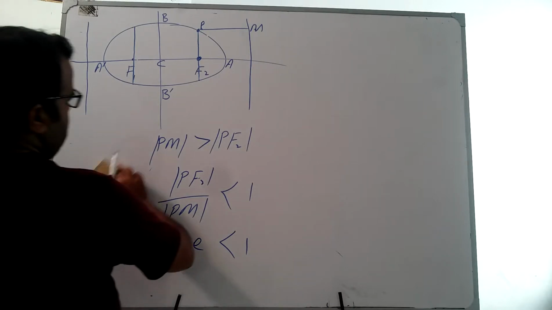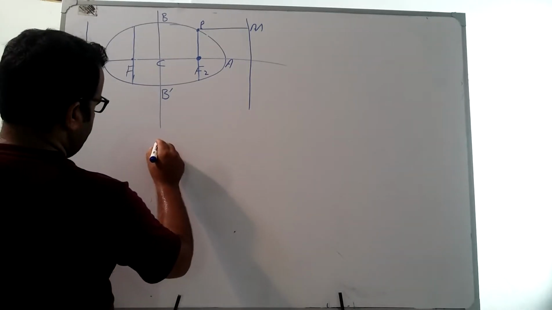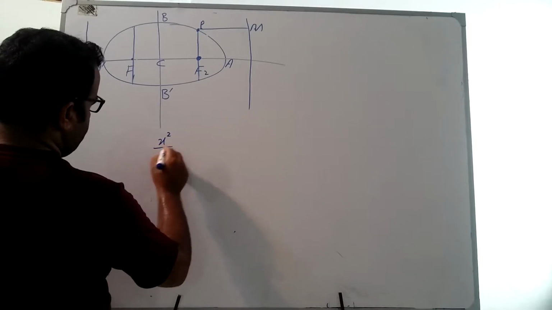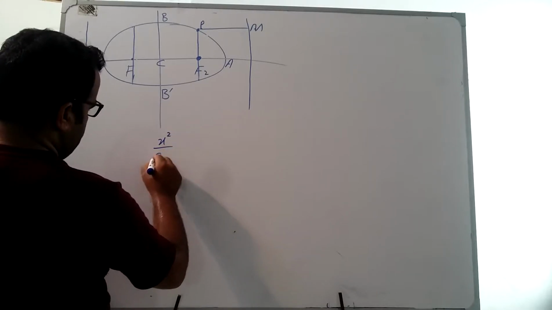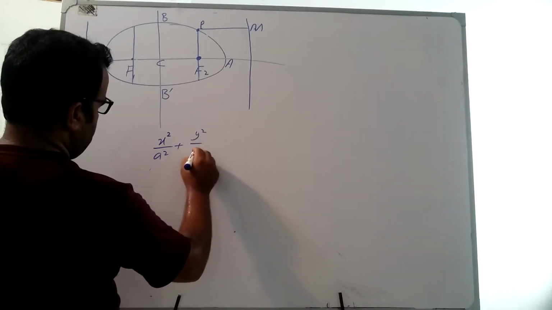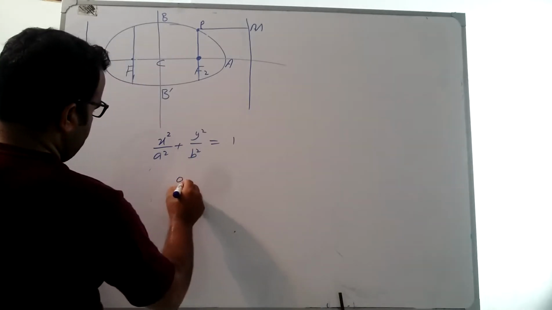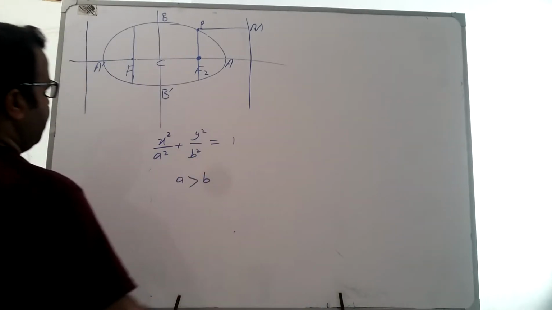So the equation of the ellipse in this case is x square over a square plus y square over b square is equal to 1. Here a is greater than b.